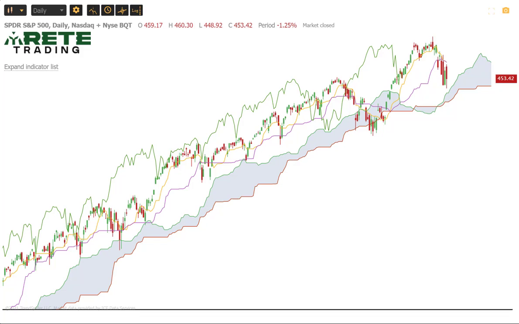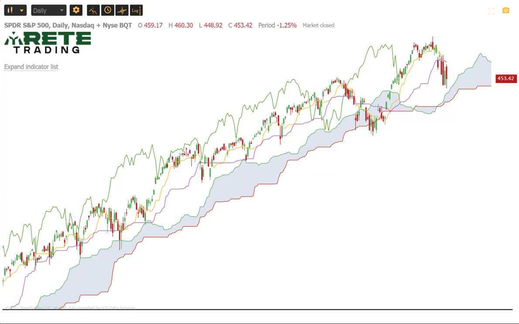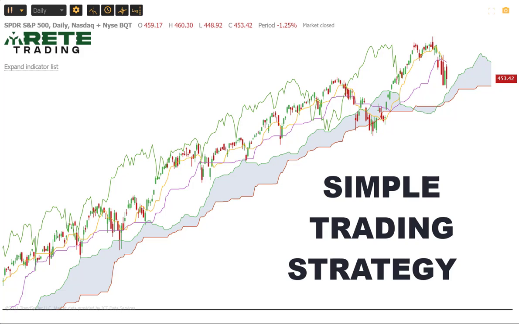This is one of the most comprehensive technical analysis indicators out there, period. It's very important to understand that and give yourself a little bit of time to learn this. This is not an easy one. It's not just like looking at a moving average, I guess is the best way to explain it. So let's just focus on one simple trading strategy, and we can see how that is being utilized.